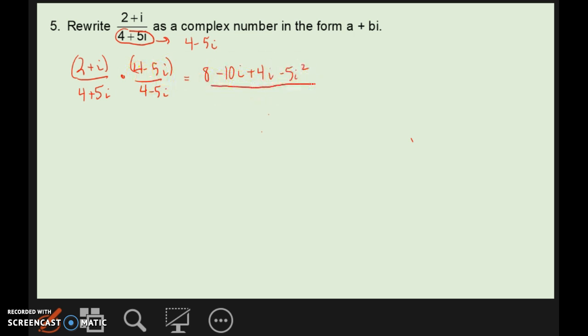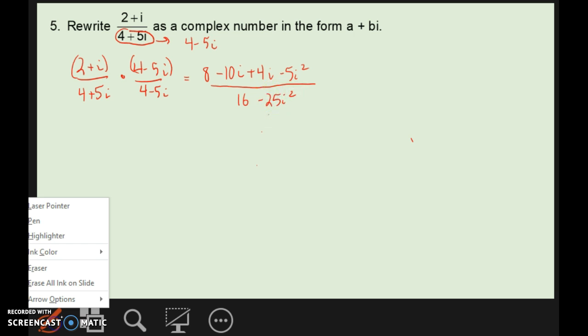In the denominator, because I'm dealing with the conjugate, I don't need to do the full multiplication. I can multiply the first numbers, 4 and 4 is 16, and the last numbers, 5i times -5i is -25i squared. So that's my original step, the original multiplication.